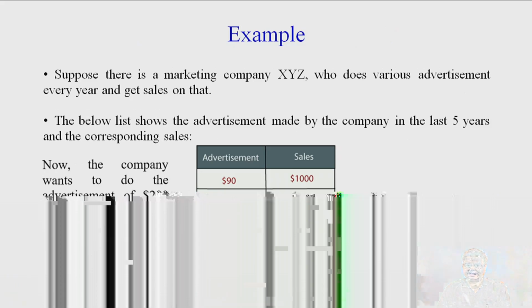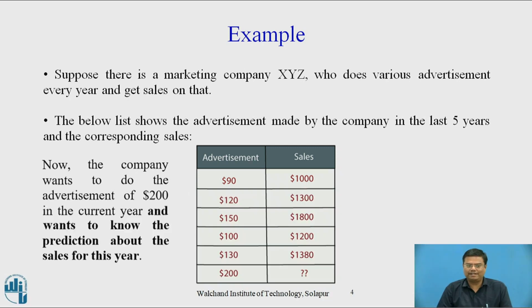Suppose there is a marketing company XYZ which does various advertisements every year and gets sales from that. The below list shows the advertisements made by the company in the last 5 years and the corresponding sales. So we take the last 5 years of advertisement cost made by the company; it is an independent variable. Now the company wants to do an advertisement of $200 in the current year and wants to know the prediction about the sales for this year. So by using those independent variables, we can easily find out the dependent variable, that is the target, the sales that you want to achieve from these independent variables.